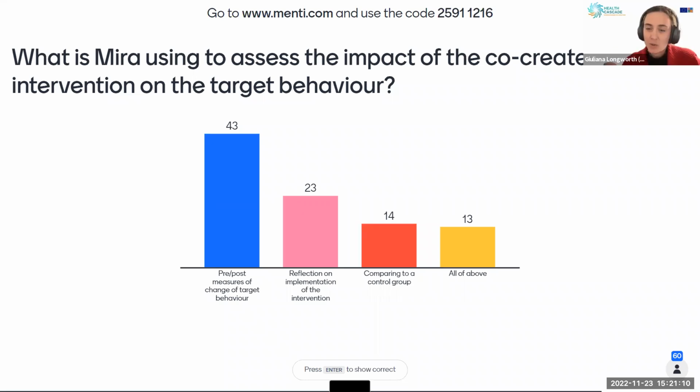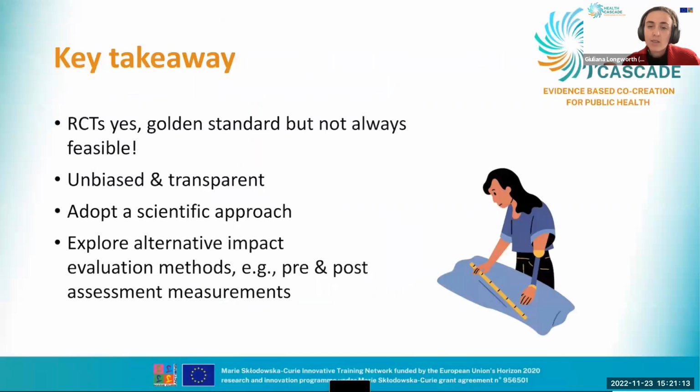Thank you, Mira. So let's go to our key learning from this question then. A lot of you have answered the control group. A control trial is the gold standard for impact evaluation, but the truth is that's not always feasible. So there is still a way to do impact evaluation, and that's ensuring that the process is unbiased, is transparent, and that you adopt a scientific approach to your evaluation. There are other methods, and as in this project case, Mira, for instance, is looking at pre-post assessment measures. So yes, RCTs are the gold standard, but there are alternative methods to measure the impact of your co-created intervention.